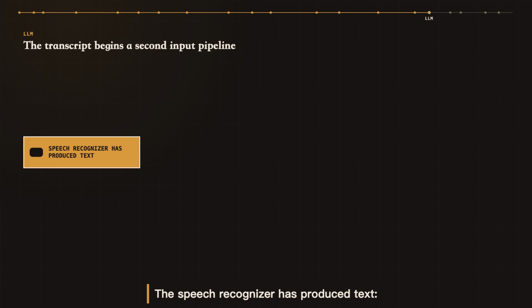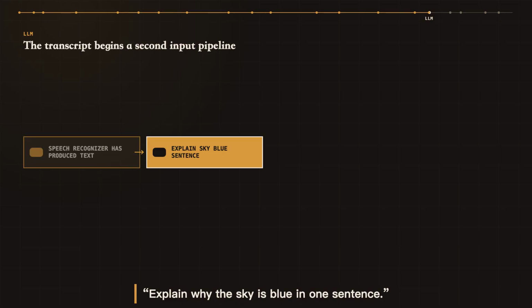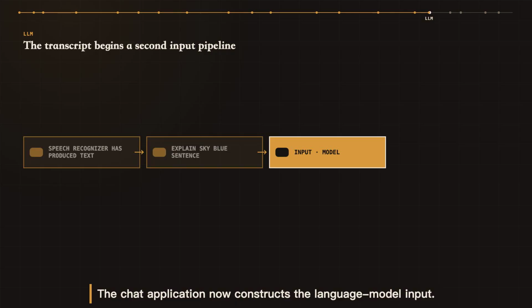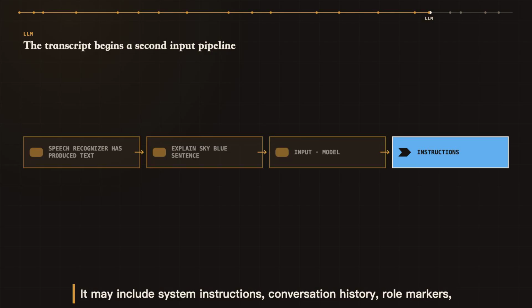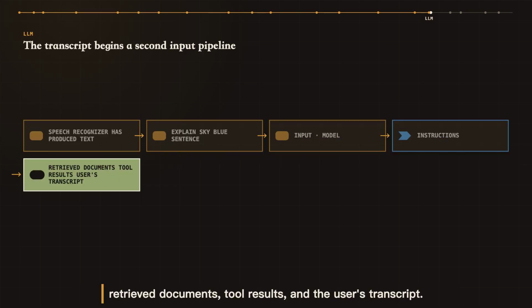The speech recognizer has produced text. "Explain why the sky is blue in one sentence." The chat application now constructs the language model input. It may include system instructions, conversation history, role markers, retrieved documents, tool results, and the user's transcript.